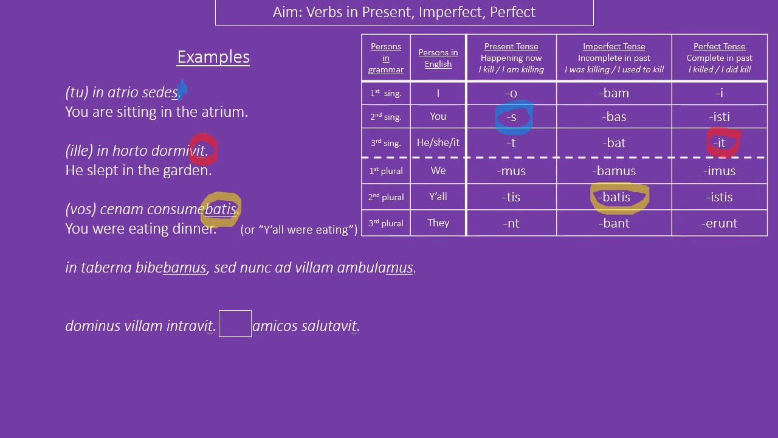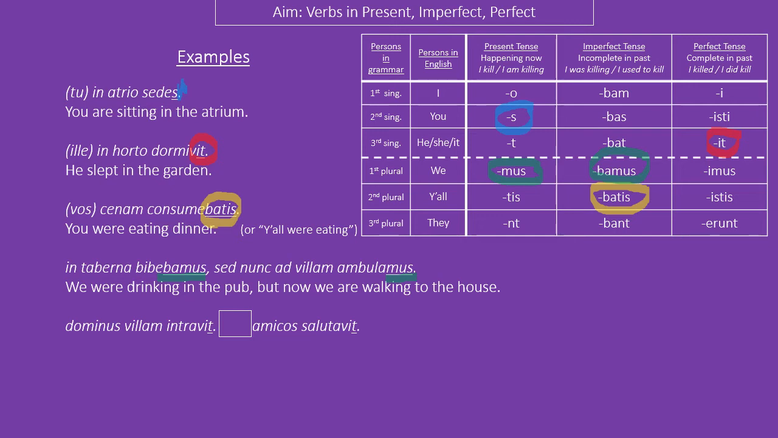Fourth one down, we can see we've got 2 verbs here. One of them is in the imperfect and one of them is in the present tense. So for the first one, it's going to be we were doing something, and for the second one, we are doing something. So we were drinking in the pub, but now we are walking to the house. Possibly a little bit unsteadily, depending on how long you were in the pub.